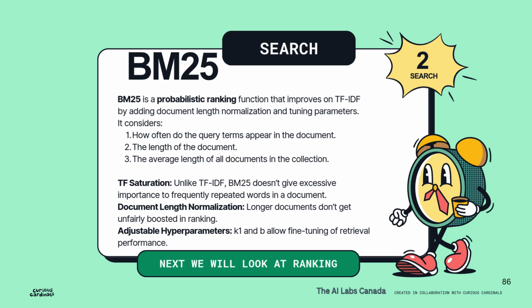It is better than TF-IDF in the sense that BM25 doesn't give excess importance to frequently repeated words. Document length normalization is also happening because a longer document doesn't get unfairly boosted in ranking, and then you have K1 and B, which are fine-tuned parameters that can help you customize it for your use case.